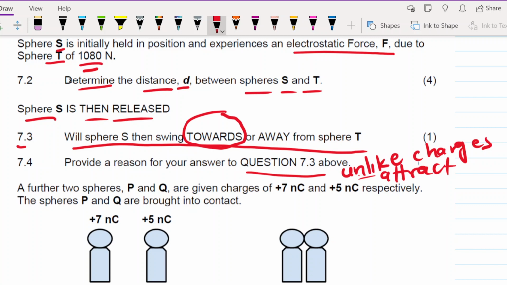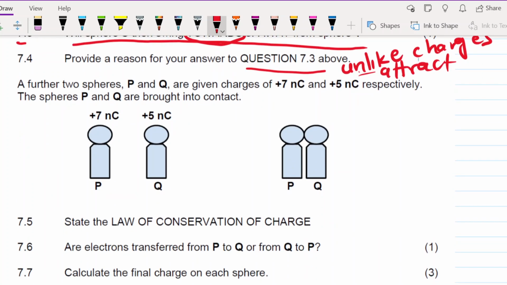Okay, let's move now to the last question, or not last, 7.5. A further two spheres P and Q are given charges of 7 nanocoulomb and 5 nanocoulomb respectively. The spheres P and Q are brought into contact. So you have sphere P, which is 7 nanocoulombs, and sphere Q, which is 5 nanocoulombs. They are both positive, and then they are brought into contact.